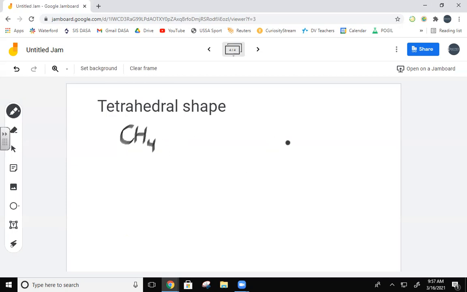If we do a C in the middle, and we have an H coming off the top, I'm going to use a shape that you haven't seen yet. We're going to use a triangle. And you're going to be like, whoa, what the crap?